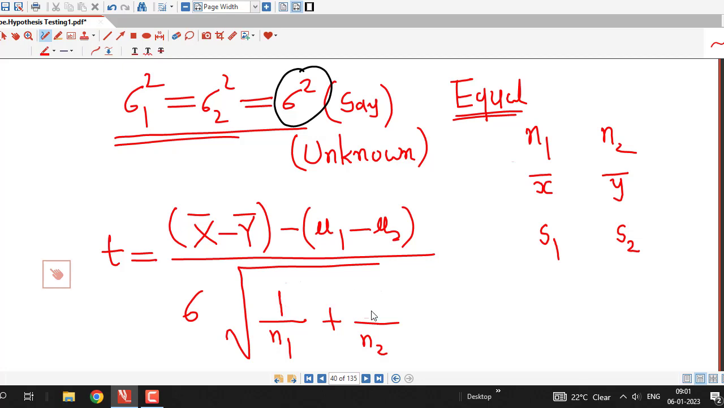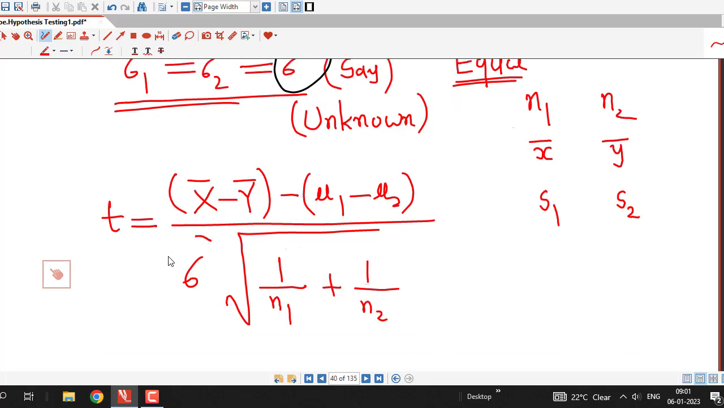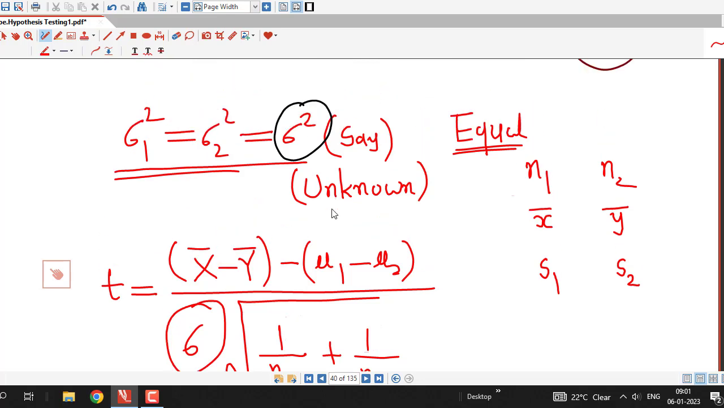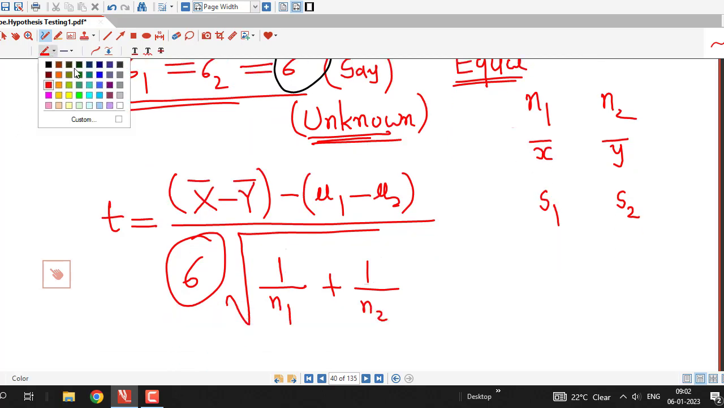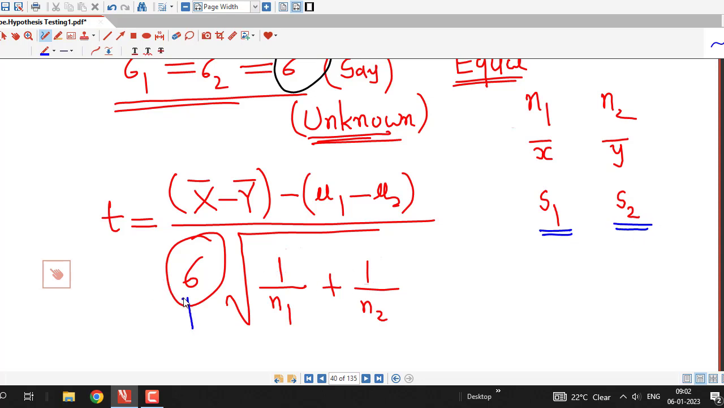So here I have 1 over n1 plus 1 over n2. But sigma is also unknown. We don't know what sigma is. We know that the two population variances or two population standard deviations are equal, but their equal value is unknown. So what we have to do is, using these two sample standard deviations, we will estimate this population standard deviation.